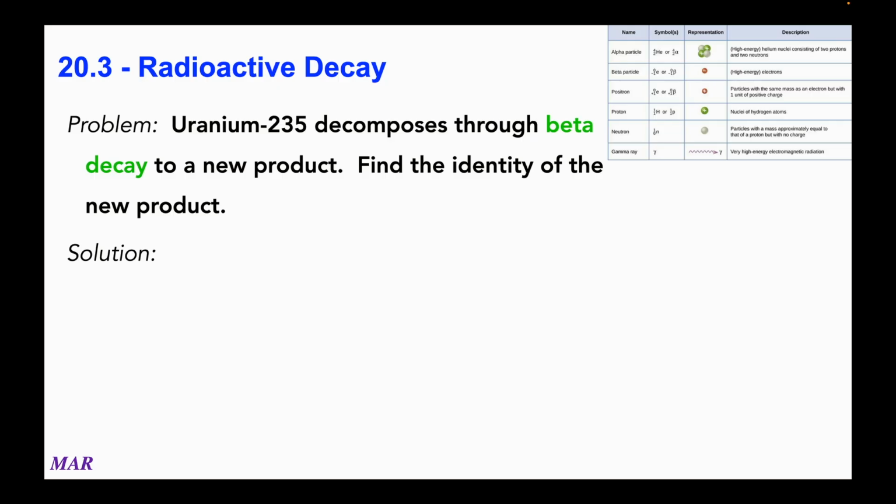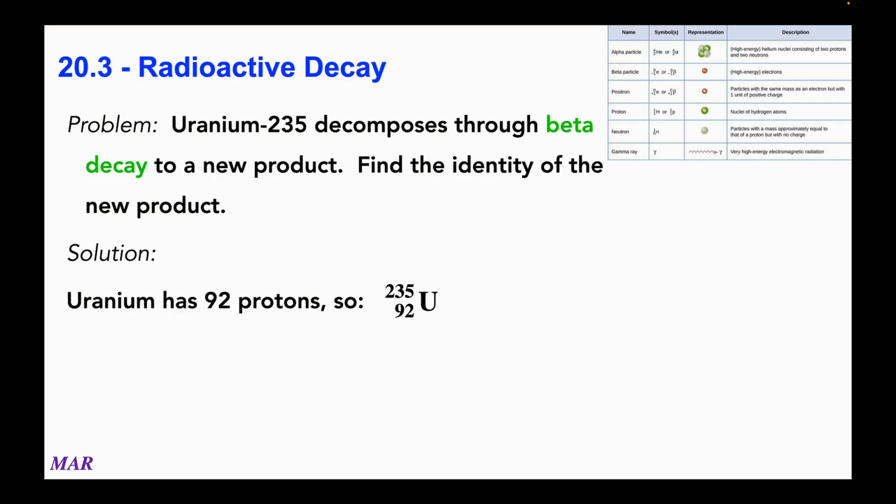You can find the identity of the product. And in the upper right-hand corner there, I have the symbols of the different particles that we're looking at in this section. So beta particle is the second row under alpha particle there. And you can see that the beta particle is 0, minus 1, e or 0, minus 1, beta. So in a problem like this, what I would do is first of all figure out what uranium-235 looks like. The 235 is the mass number, goes in the upper left corner. And uranium on the periodic table is number 92, so that means the lower left number is 92.